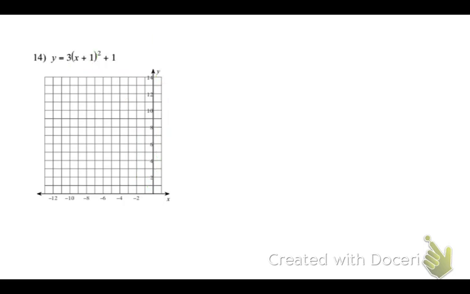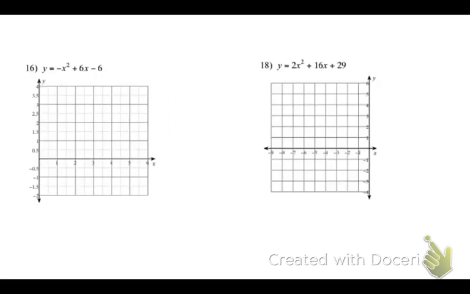Okay, let's do ones where we have to complete the square to get it into that form. So let's complete the square for this one. If we have negative x squared plus 6x minus 6, I want to just look at these two, and I'm going to move this over. I'm not going to deal with that right now.